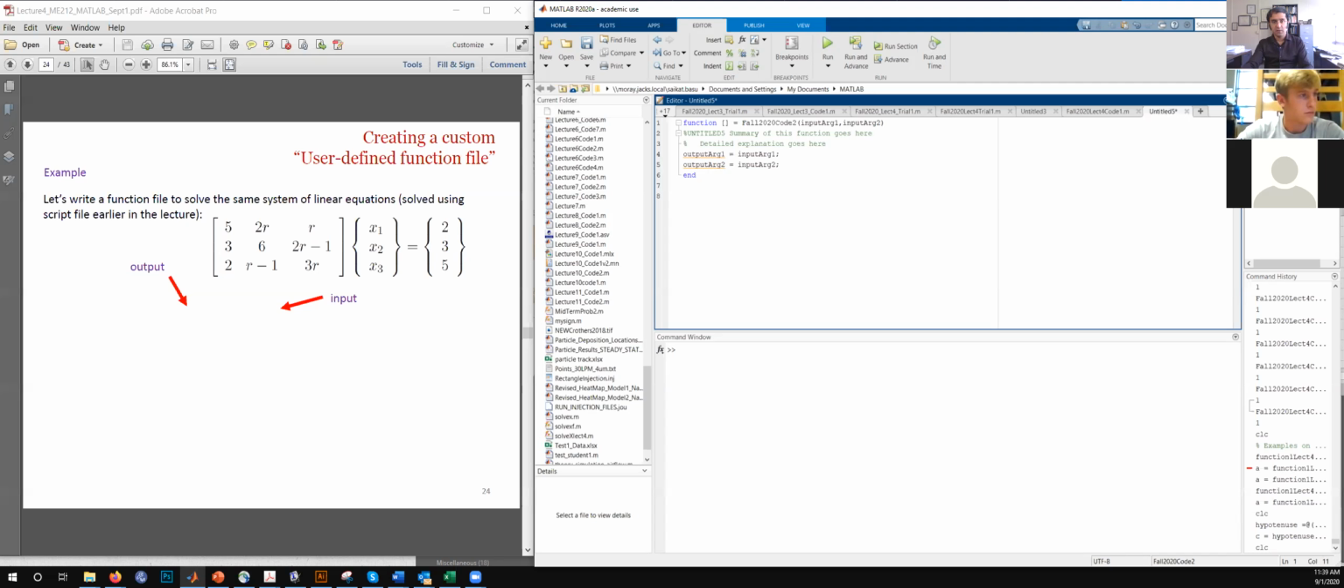Anyway, so it's just X, because MATLAB is thinking in terms of arrays. So that array is just X.